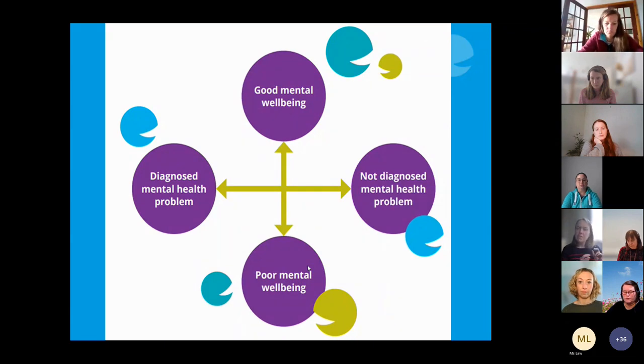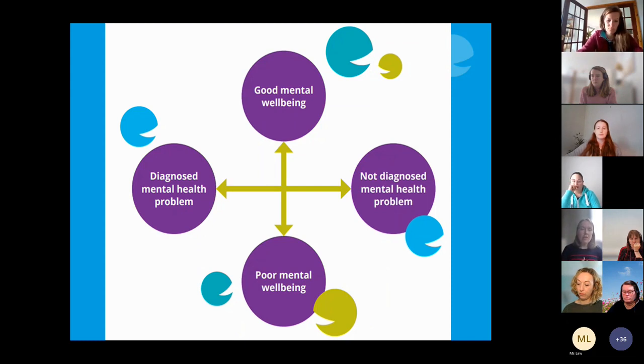The mental health continuum features quite heavily in the first session for pupils of See Me, See Change, and they'll be given a couple of case studies of young people and asked to identify where in the different quadrants they might sit. So what we've got here is the X and Y axis, which has good mental well-being and poor mental well-being, and then not diagnosed mental health problem and diagnosed mental health problem sitting along those axes there.